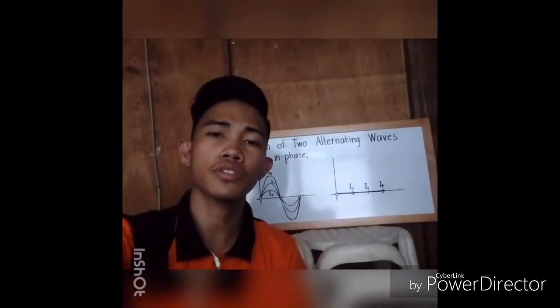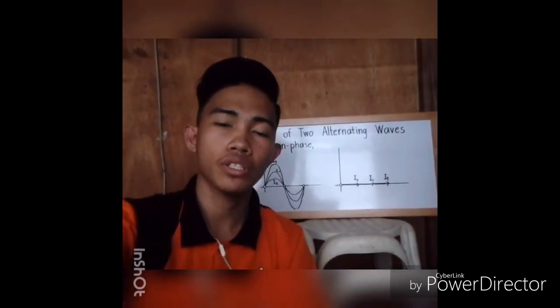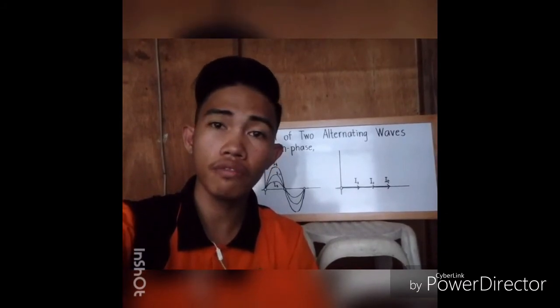Anyway, that was just a review of the graphical and analytical solutions of vector operations. Now, it's time to tackle the real deal. First of all, we should start at the very basic, which is the sum of two alternating in-phase waves.